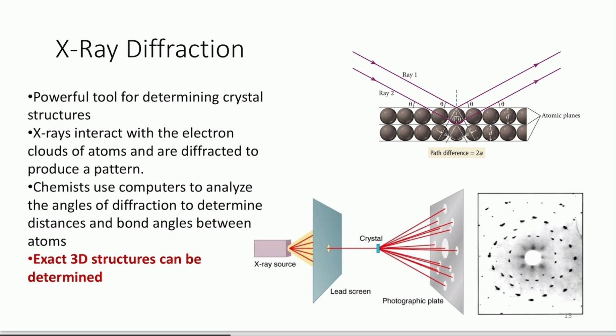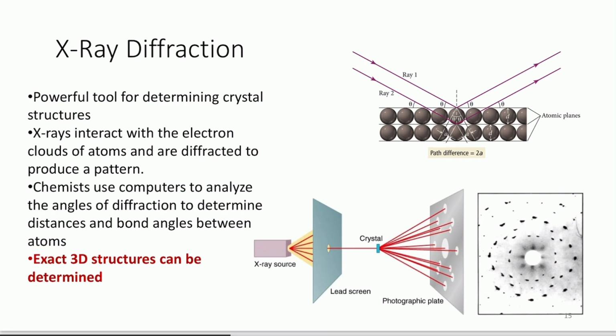Very, very high energy. If you remember your electromagnetic spectrum, we've got gamma rays, we've got X-rays. They're very high in energy compared to radio waves and microwaves on the other end of the spectrum. What X-rays are actually doing is interacting with the electron cloud of the atoms themselves, and they're diffracted to produce a pattern. So we, as chemists, physicists, scientists in general, use computers to analyze the angles of diffraction and use this to determine distances and bond angles between the atoms. We can use this to determine exact 3D structures.